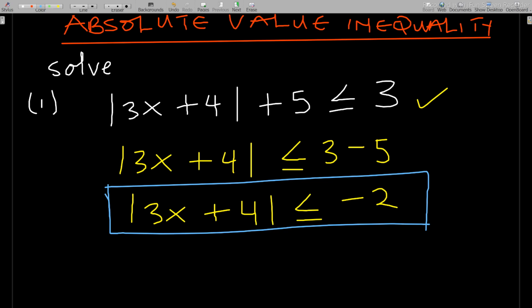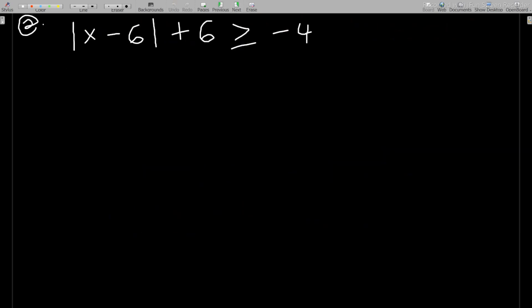But if you remember in our previous discussion, we said that an absolute value will always be either a positive number or 0. So there's no way an absolute value expression will be less than or equal to a negative number. So it means that there is no solution to this question. I hope you get this. All right, let's move on to the next question.